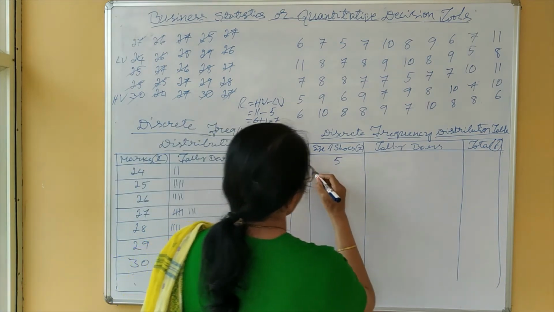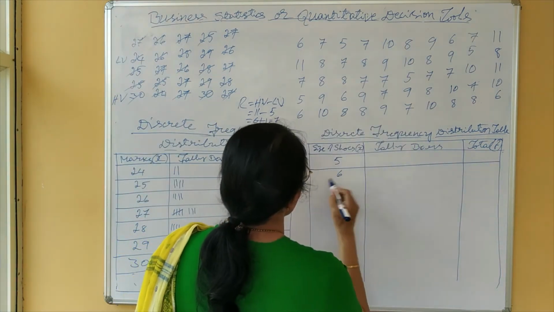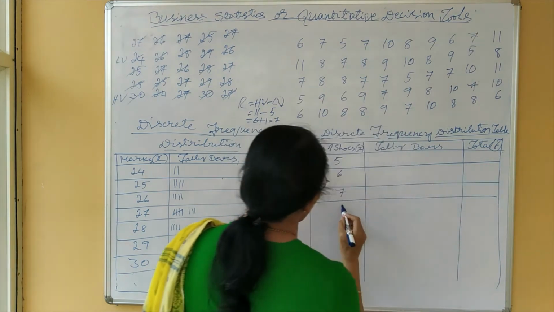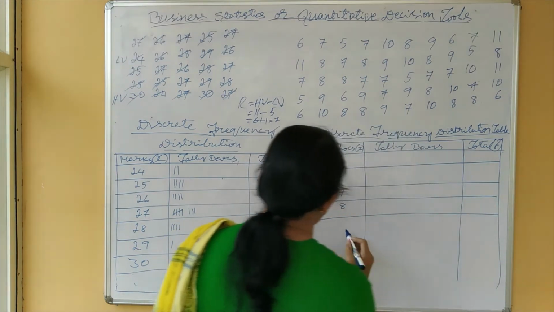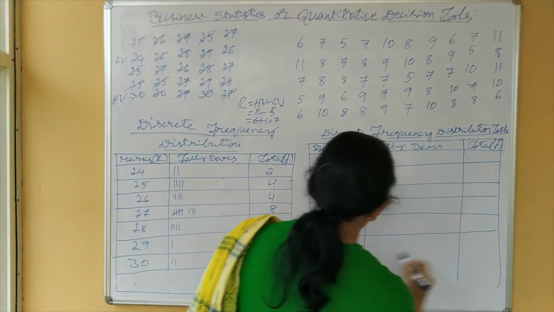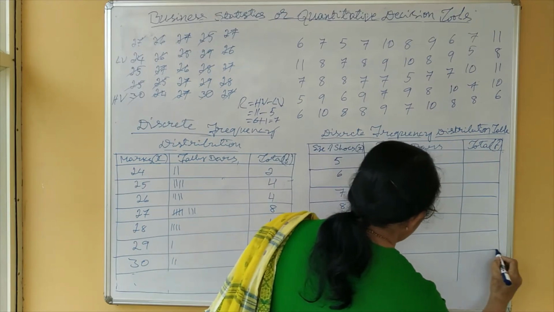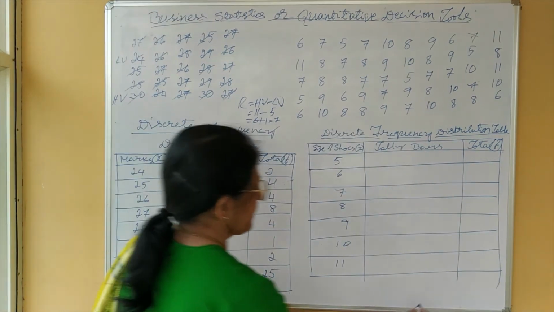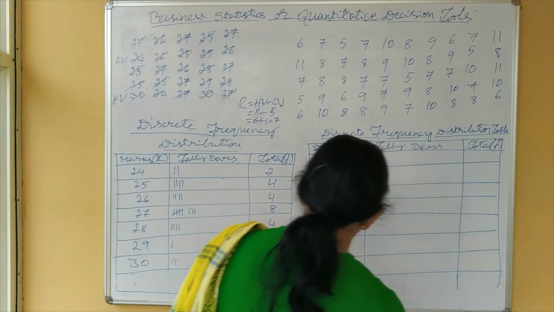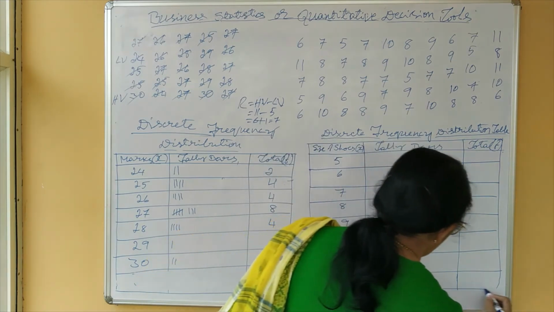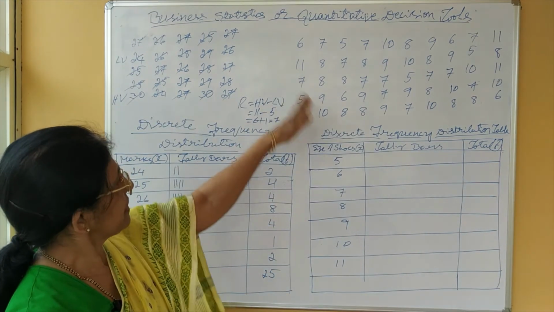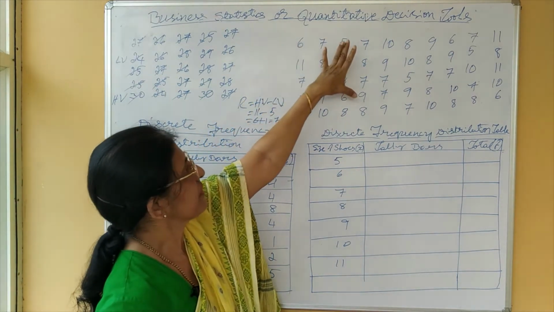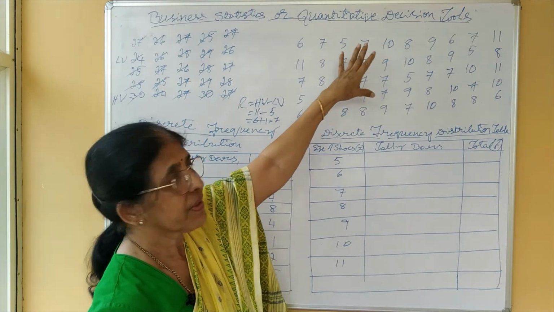Like you take 5, 6, 7, 8, 9, 10, 11. Okay. Now, in the same manner, go on putting the tally bar corresponding to each value of the variable.